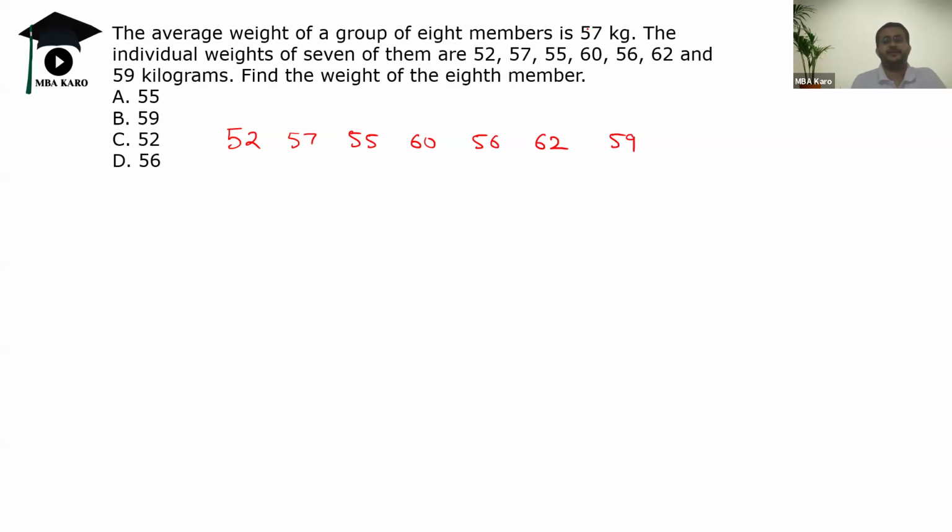So in approach 1 you will say 57 kg and 8 members. So total is 57 into 8. That will be the total. You will add these values, and whatever is the total, let us say this total is T. You will get the weight of the 8th, right? So that will be the answer. That is one approach which you might be using in this question. Let us think of the alternate approaches. So this is one approach. Second approach is the deviation approach. So let us see those two things. One is deviation.